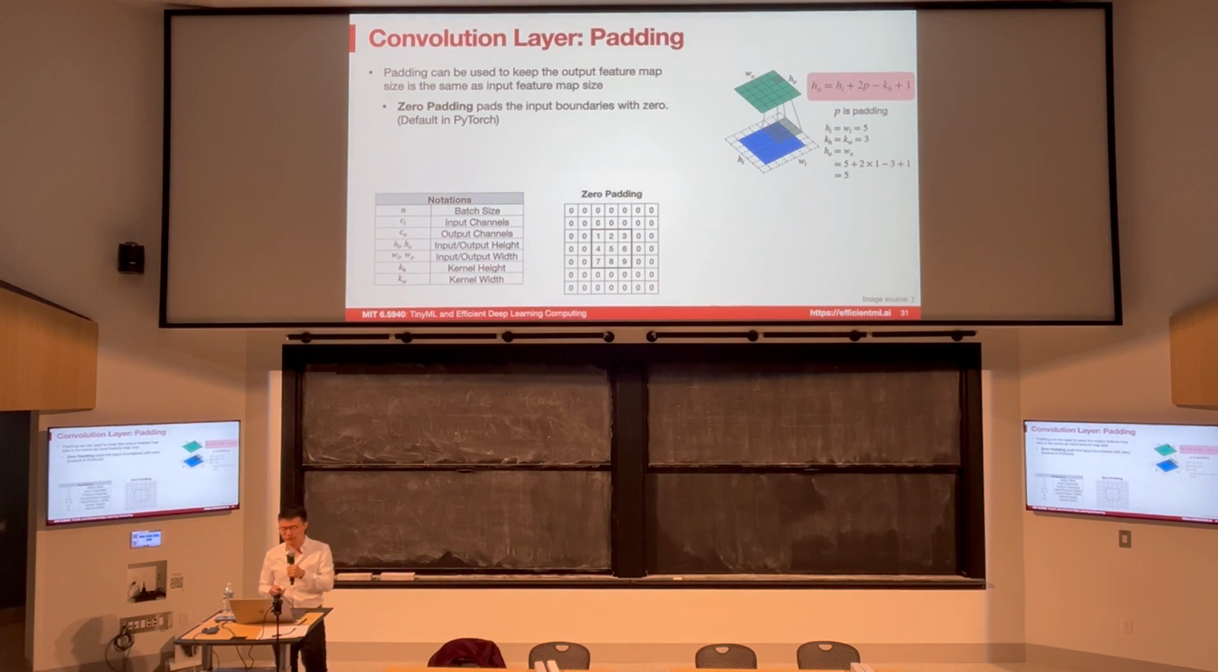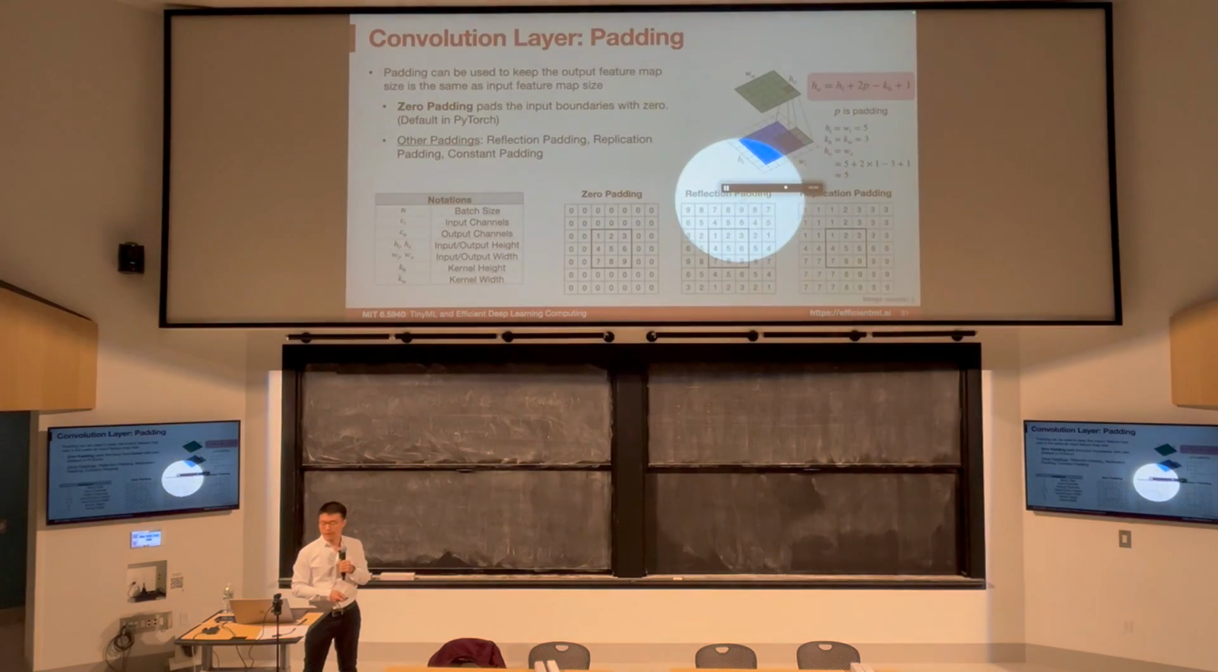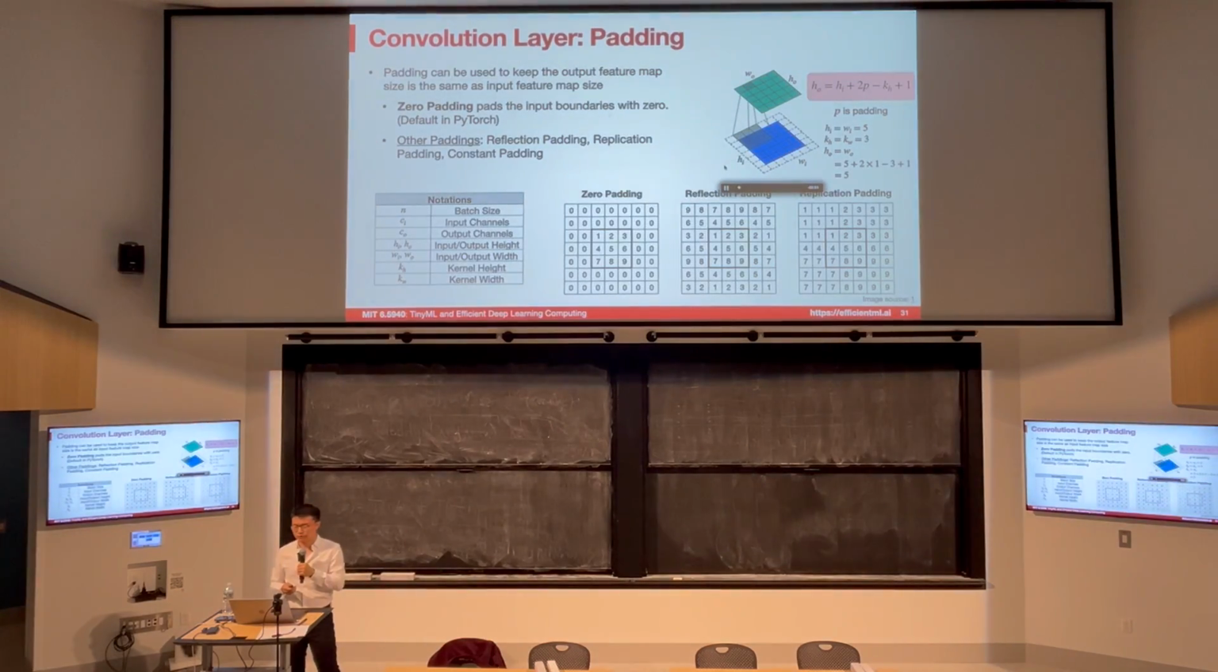So we can have zero padding. There are also other methods to apply padding, for example, reflection padding. Here, the padded number is the reflected value of the original feature map. We can also apply replication padding, which uses the closest number and replicates it to apply the padding. But zero padding is still the widely used approach.